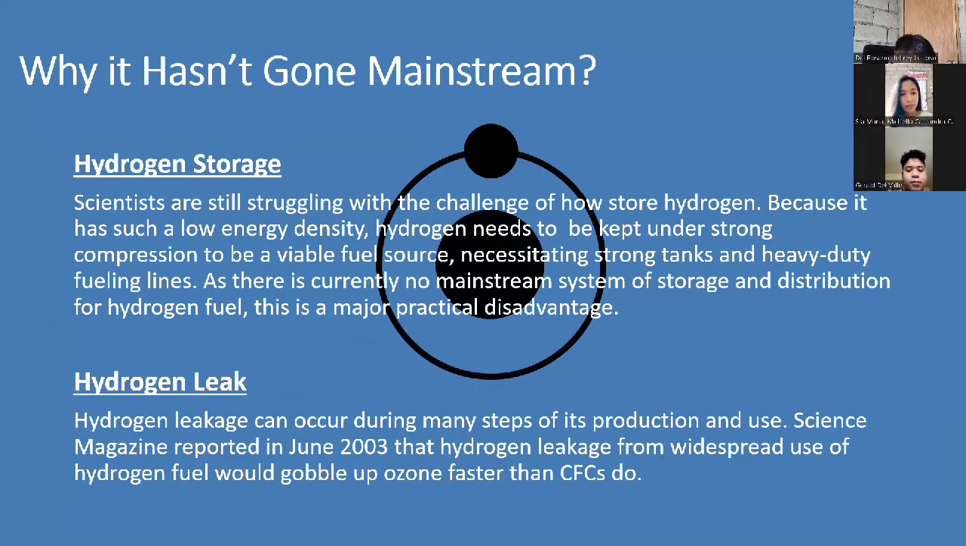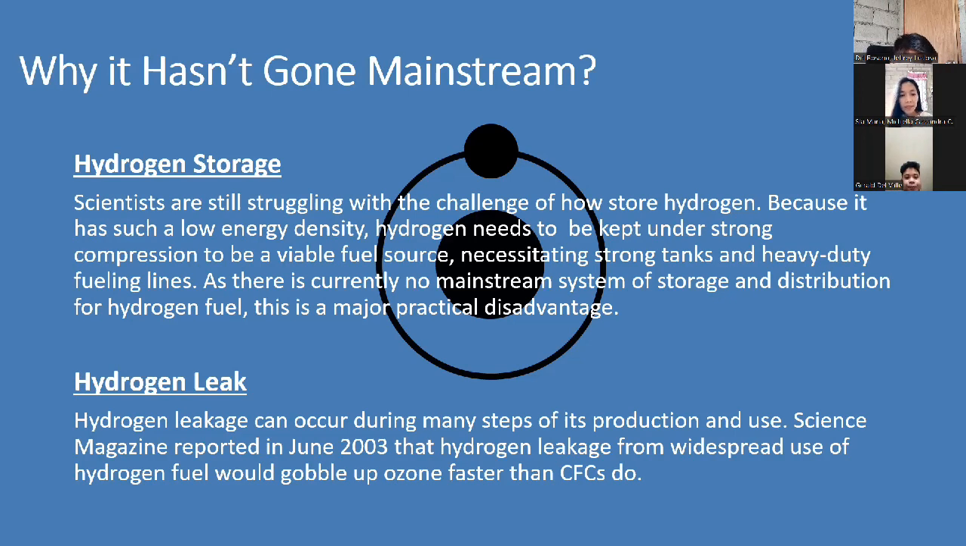Hydrogen storage. Scientists are still struggling with the challenge of how to store hydrogen because it has such a low energy density. Hydrogen needs to be kept under strong compression to be a viable fuel source, necessitating strong tanks and heavy duty fueling lines, as there is currently no mainstream system of storage and distribution for hydrogen fuel. This is a major practical disadvantage.